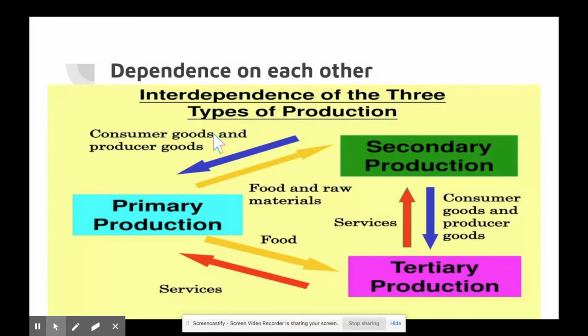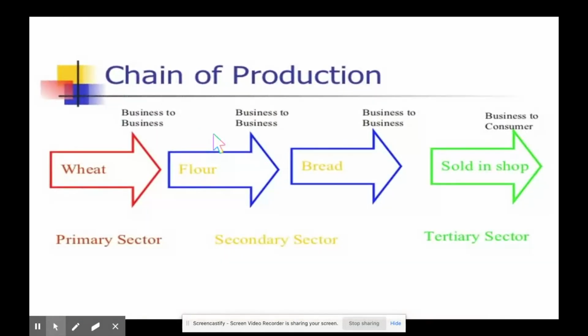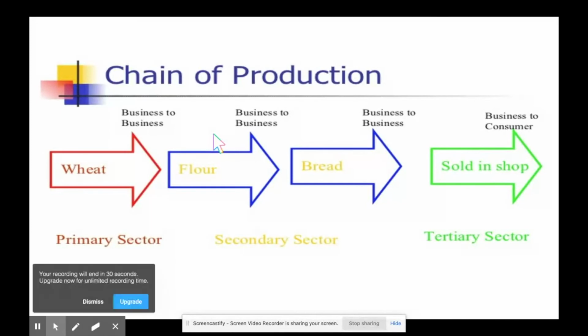Of course, if there was no secondary or tertiary production to do the work, then primary production would be pointless. Hence, all three are dependent on each other. One example is that the wheat in the primary sector is taken to businesses in the secondary sector where it is converted to flour and bread, and then taken to the tertiary sector where it is sold to the end user, the consumer. That is where the change of ownership takes place.